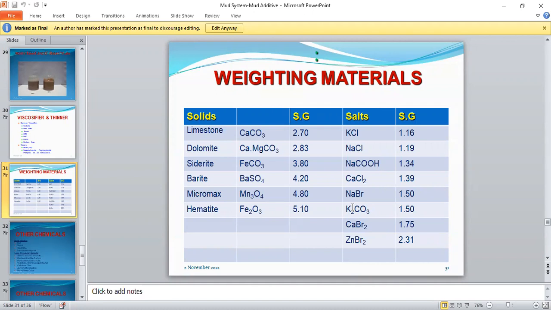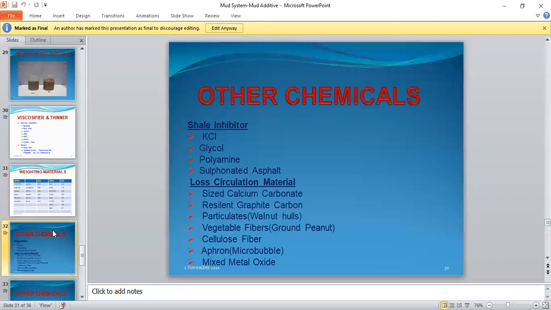Some of them are in solid form. Calcium bromide can be in liquid form. It can also be in solid form, depending on how the operator wants it. Now, we've looked at viscosifiers, we've looked at thinners, and we've looked at weighting materials.